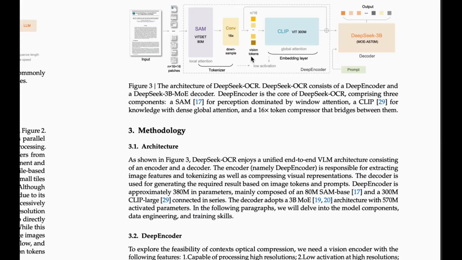Then what you have next is the compressor. What exactly is this compressor doing here? You can say that the entire magic of how it's compressing is happening here. We have a two-layer CNN, and they compress with 16x, so the 4,096 tokens that you've got will be compressed to 256. And this happens before the global attention.